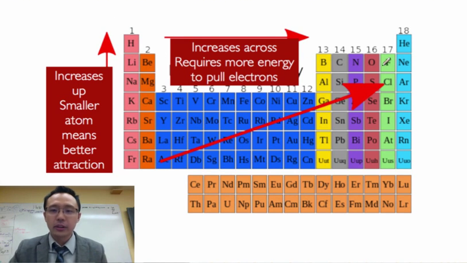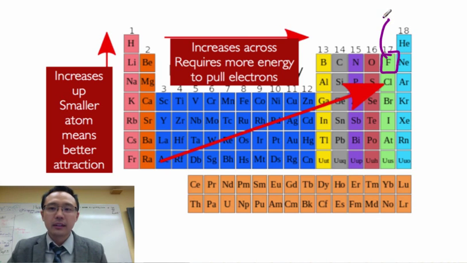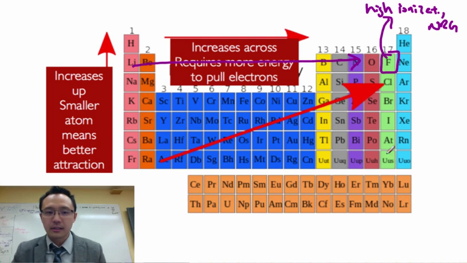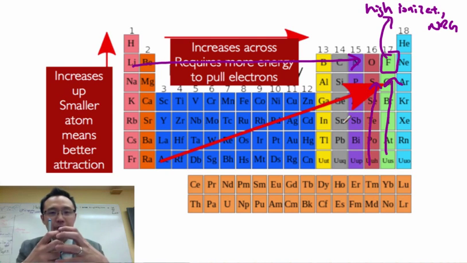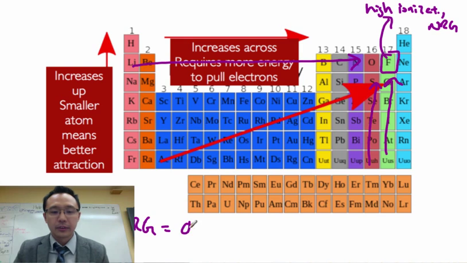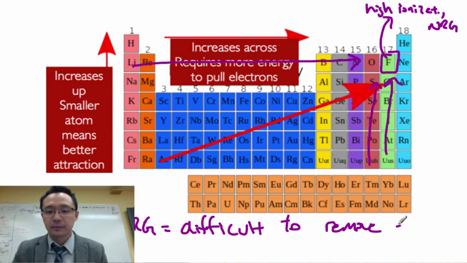So in ionization energy, if you think about fluorine being the highest one, well, that's the most difficult to remove an electron. This one will have high ionization energy. And then the trend will follow as well. So it increases across and it increases up because your atom size is smaller. Smaller atoms mean a tighter attraction, more difficult to remove the electron, hence higher ionization energy. So high ionization energy means difficult to remove the electron. Okay, so that's that.